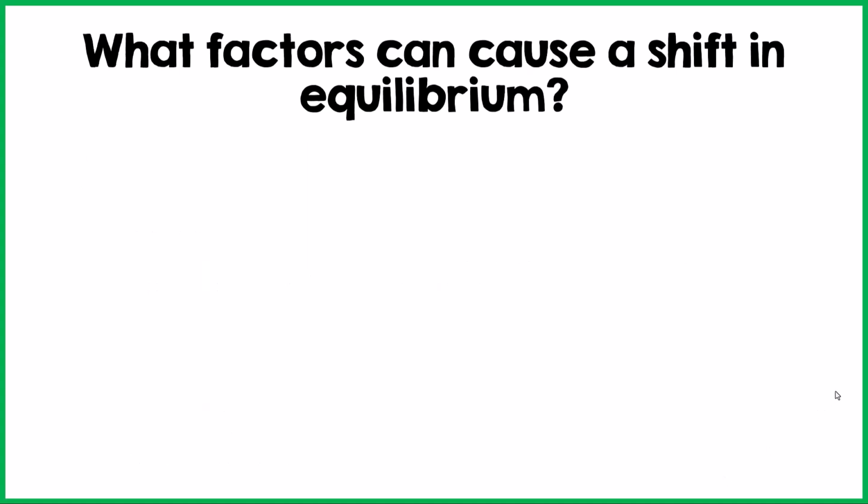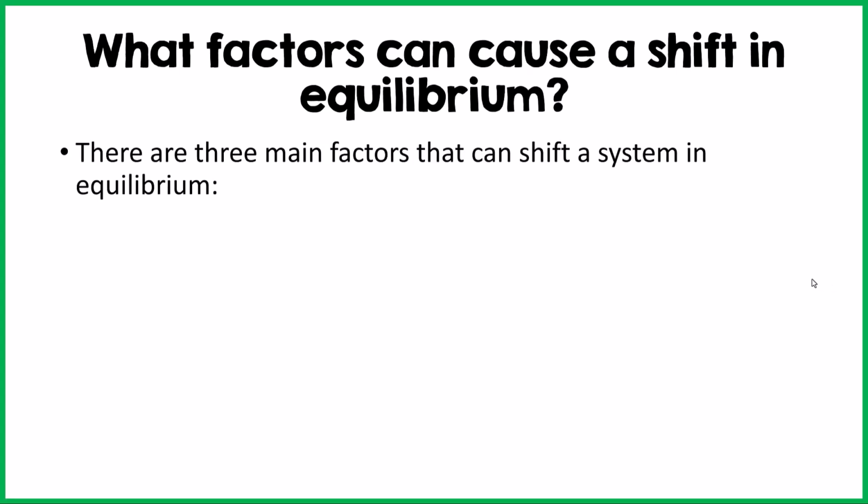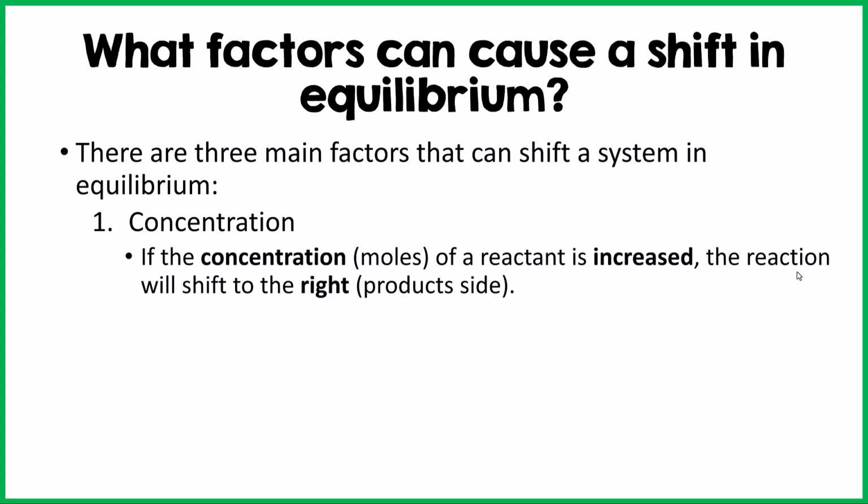So what factors can cause a shift in equilibrium? Well, there are three main factors that can shift a system in equilibrium. The first is concentration, and we've discussed that concentration is moles of a substance per unit of volume. Here we're just going to simplify it by discussing that concentration is synonymous here with moles. And that's not exactly true, but for our purposes, that's what we're going to use.